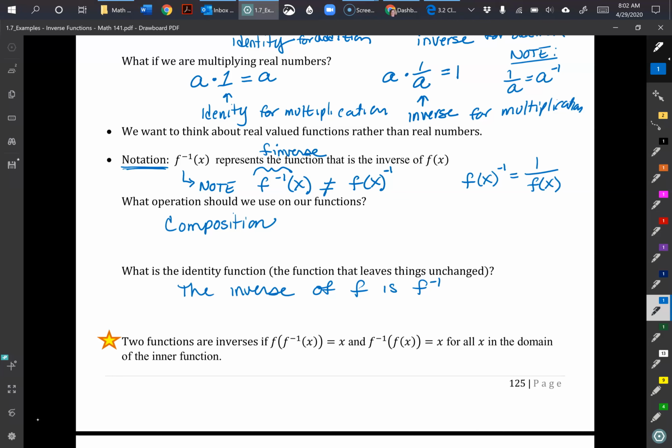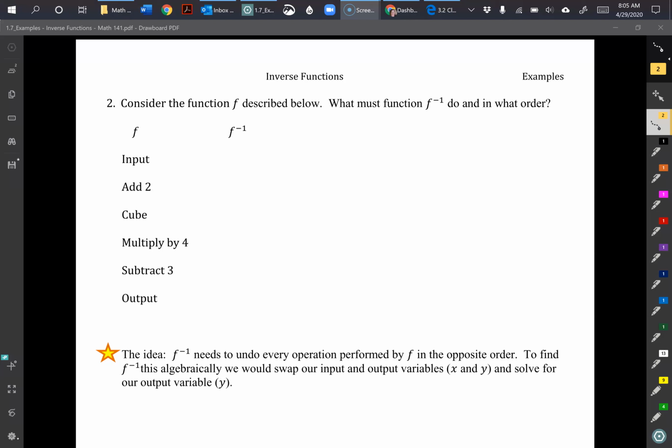So be careful not to write f inverse like we see up here. Remember, those are not the same thing. Okay, so now we're going to look at how this works, just using words and actions and jotting down the numbers off to the side.